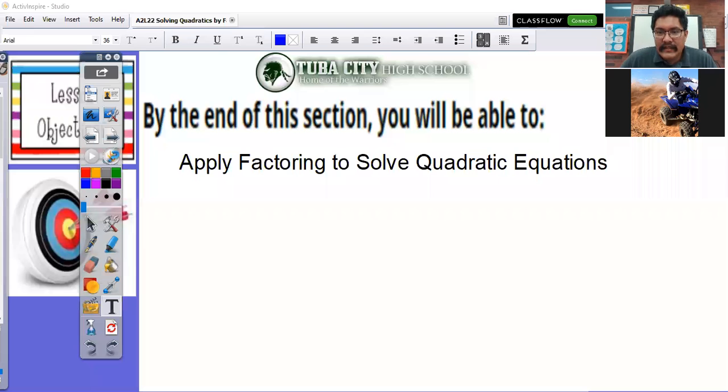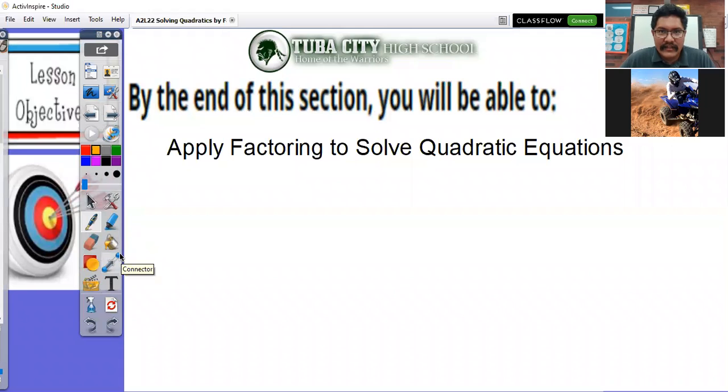So what we're going to be doing today is kind of a little bit more of the same. We're going to apply factoring to solve quadratic equations. So we're actually going to solve them. We're not going to just factor them.